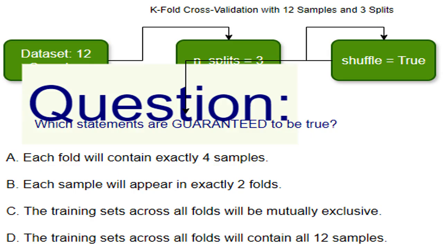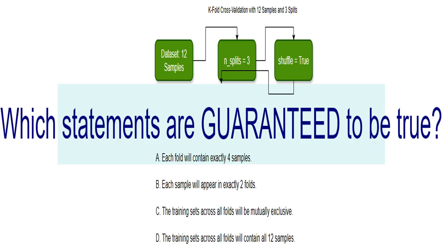Okay, now let's look at the statements and see which ones we can guarantee as true. This isn't guaranteed. While I aim for roughly equal-sized folds, 12 samples divided into 3 folds approximately equals 4 samples per fold, it's not always possible to split 12 samples perfectly evenly into 3 groups.